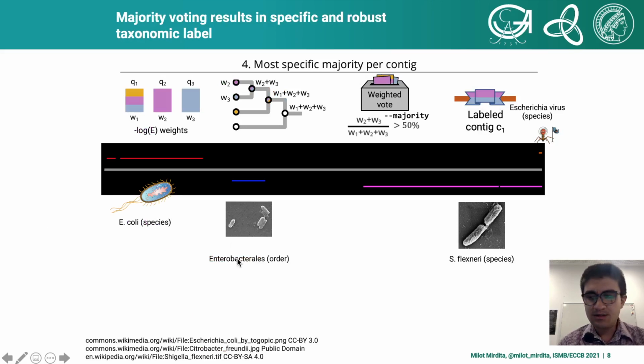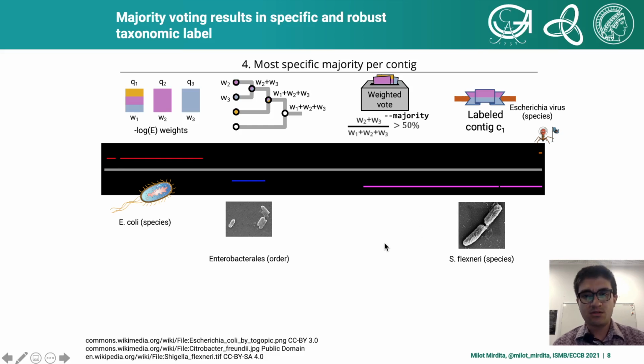After having found all these candidates, we can then assign their weights, which are based on the e-value found, to their taxonomic label and all taxonomic labels up the tree to the root. We pick the most specific label that agrees with the majority parameter, which is by default 50%, and label the contig according to its weighted vote.